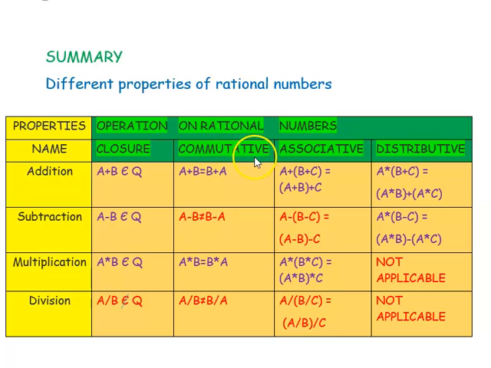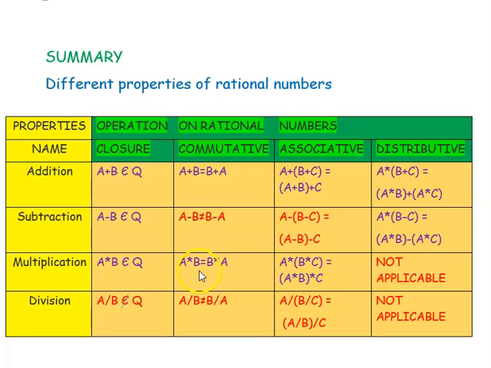Next we'll see the commutative property. The commutative property is for two rational numbers. If a and b are two rational numbers, then we can add those two rational numbers in any order. That is, a plus b equals b plus a. So it's satisfied. But if you take two rational numbers, you cannot subtract them in any order. If you subtract a minus b, it will not be equal to b minus a. So the commutative property for subtraction is not satisfied.